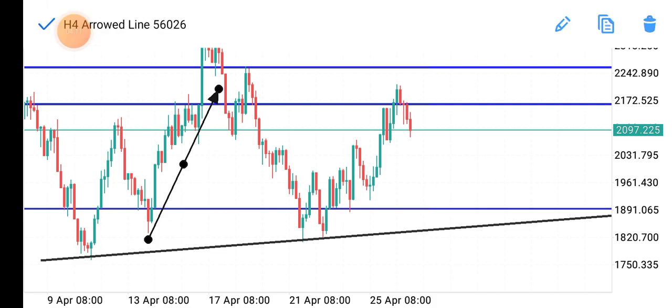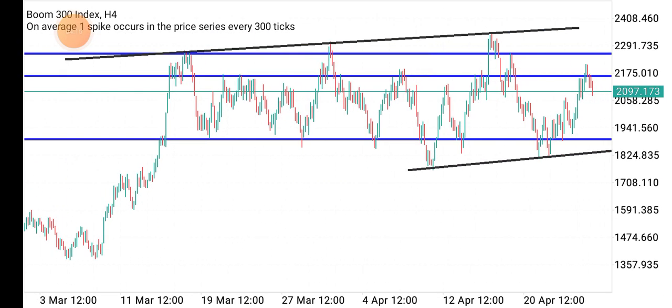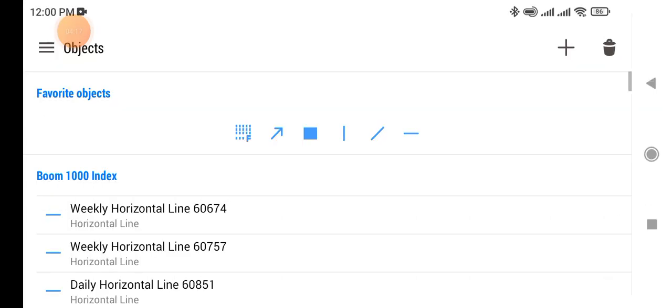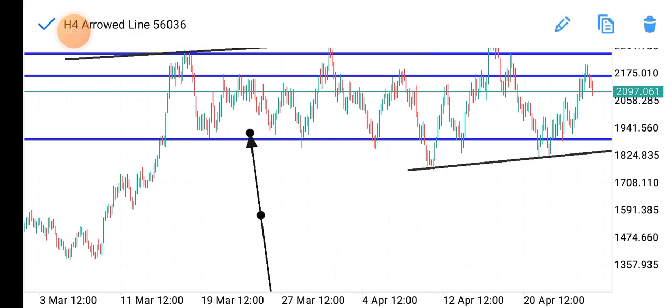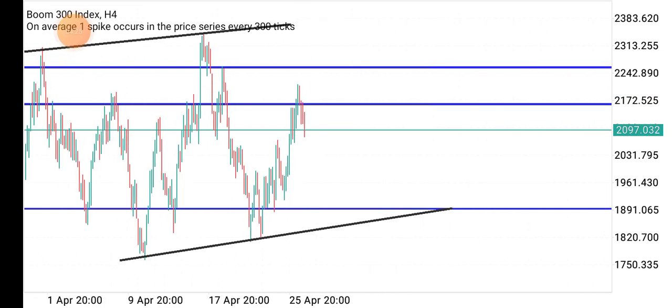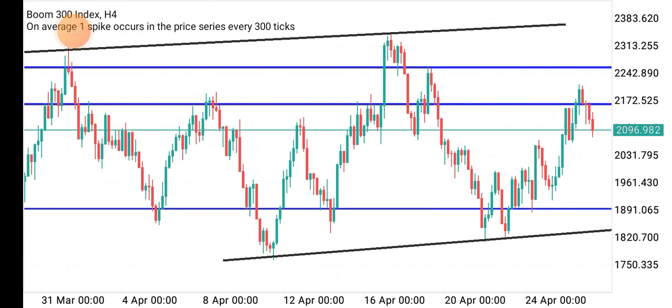I believe if we zoom out, we can still find other points where the market reacted to that same line. On this chart you can see the market sold from here, and sold from here too. So that's a key level on this chart, on this 4 hourly time frame. All right, so let's look for another key level right here on this chart.